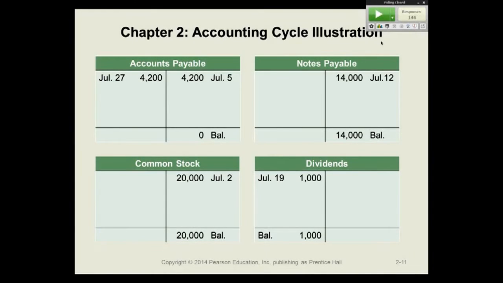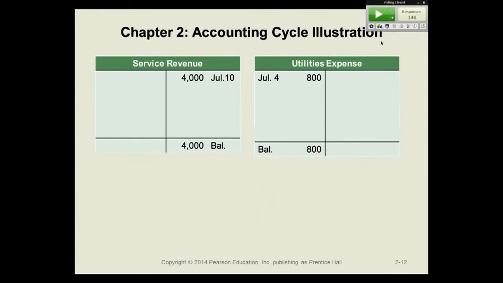And then finally, you're going to have your revenues and expenses as you go to the end of the general ledger. So sales revenue has a normal balance of $4,000, a credit balance for revenue, and utilities has a debit balance. Its normal balance is a debit, and it's 8.